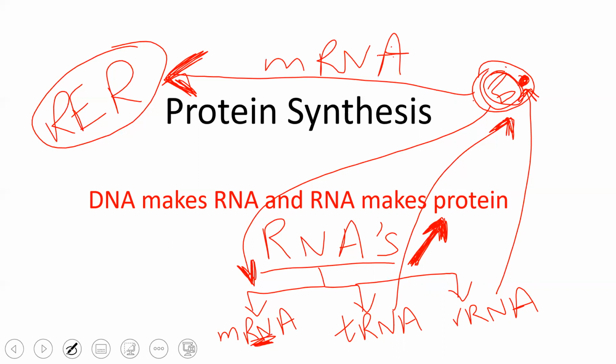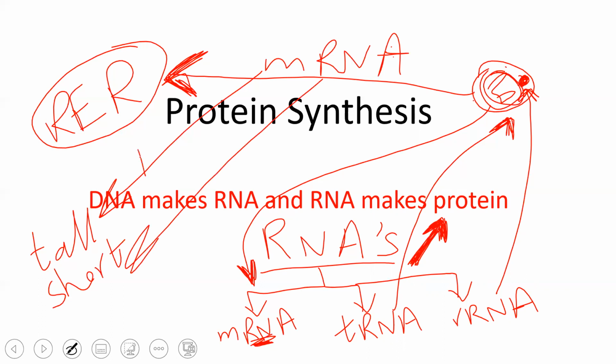For instance, one person has a gene for tall, another person has a gene for short. Now, this person's mRNA is for tall, and this one's for short, person A and person B, right? For instance, Aruba and Abdullah, I don't know who's taller, but I'm guessing Abdullah is taller. So Abdullah has the gene for tall, and Aruba has the gene for short.